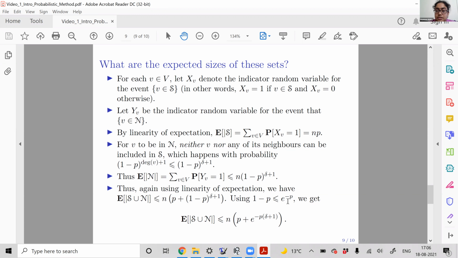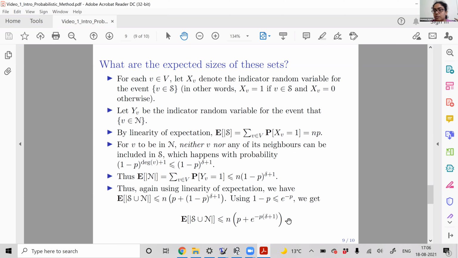So using this inequality, you can write that the expected cardinality of the union of these two sets is bounded above by this quantity. Okay, so I'm replacing 1 minus p by e to the power minus p. Okay, so now again we have found a bound.